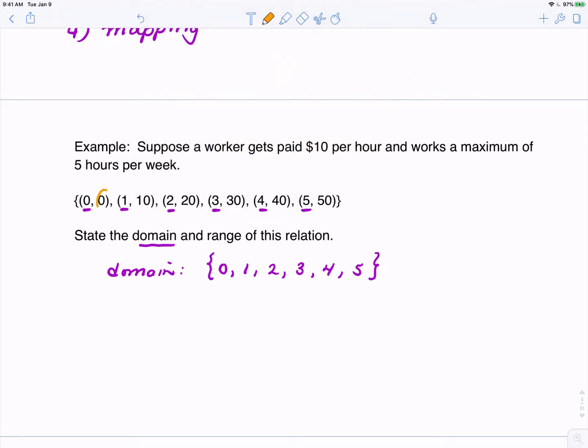Now remember, the range is a set of second components. So if we look at these ordered pairs, the second components are 0, 10, 20, 30, 40, and 50. So we would write that the range was 0, 10, 20, 30, 40, and 50. And again, we often write them in brackets. So the domain is the first component in the set of ordered pairs, and the range is the second component in the set of ordered pairs.